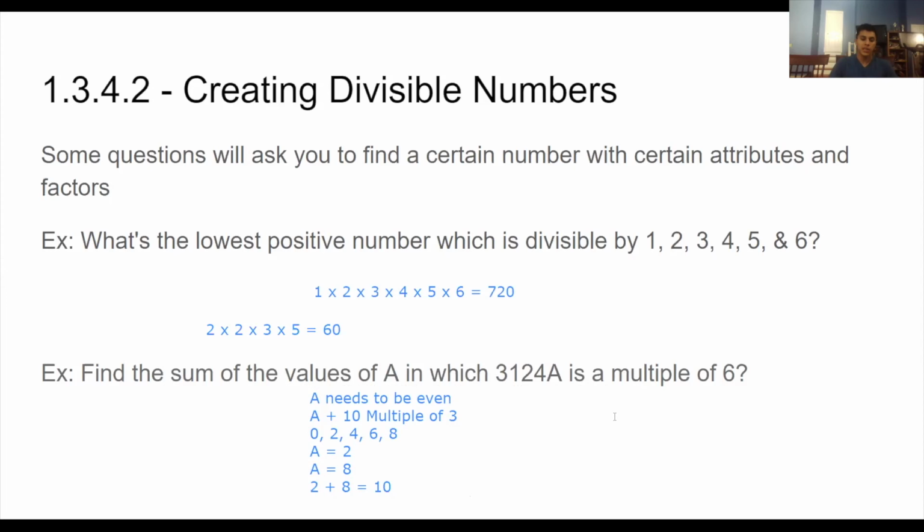You just need to think about the conditions in which you can create this number and still fit all of the things that the question is asking. So for the first one, it was what conditions can we create this number and make it the lowest number that's divisible by all of these? And then for the second one, in what conditions can we make this number divisible by 2 and divisible by 3?